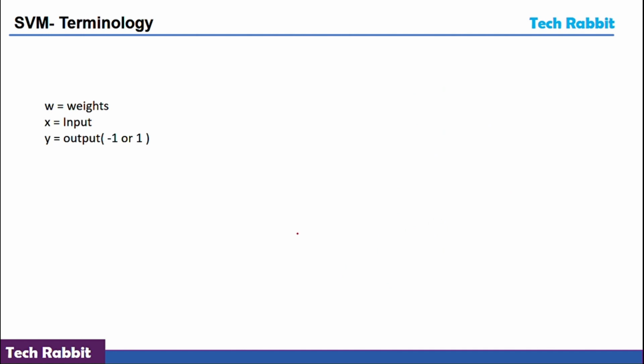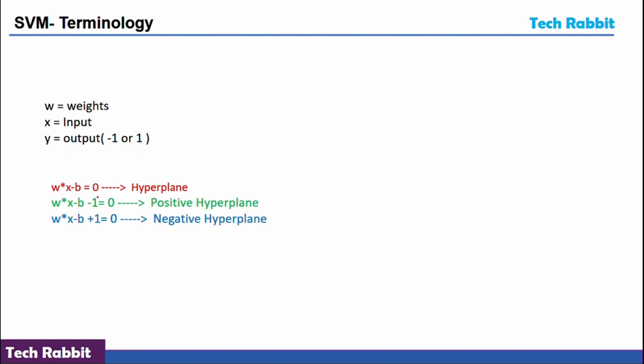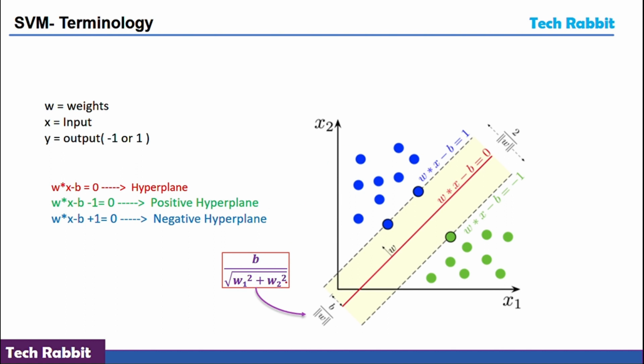So in SVM terminologies, we call W the weights, X the input, and Y the output. There are only two categories, like we are taking only -1 and 1. So for classification, this is the equation for the hyperplane and the positive and negative hyperplanes. If it is equal to 0, then it is the hyperplane. Once we find the hyperplane, we look at the terminologies. The first is the distance from the origin, b divided by the square root of w1 square plus w2 square. This is how it maps from the 0,0 coordinate system.